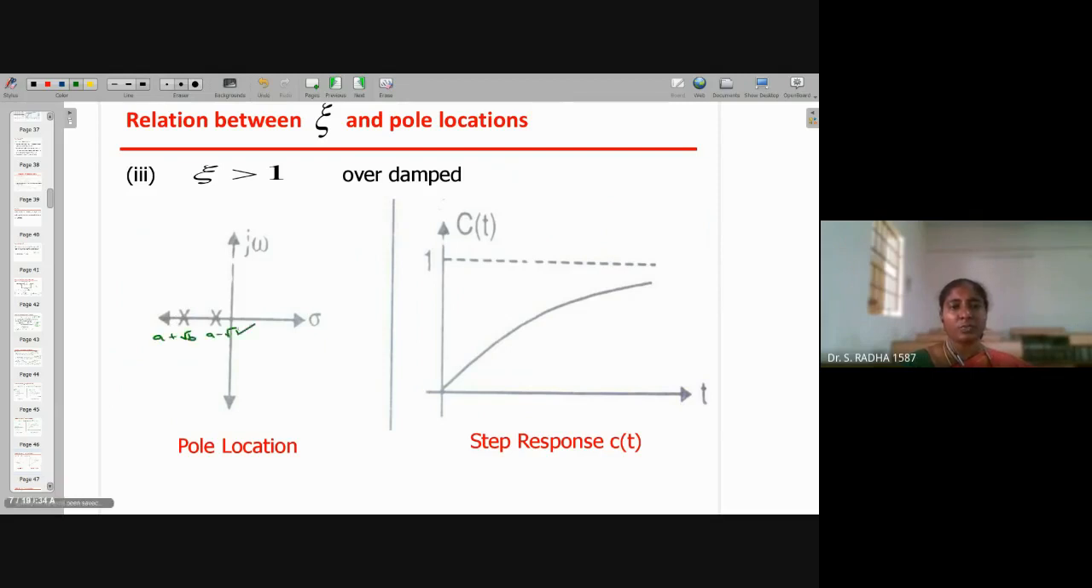A plus root B, A minus root B are the roots. These are called surds. Roots in surd form. If you go for the equation, the value is minus eta omega n plus or minus omega n into square root of eta square minus 1. This is the equation. This complete part is the B value and this complete part is the A value. A plus root B, A minus root B, these are the roots.